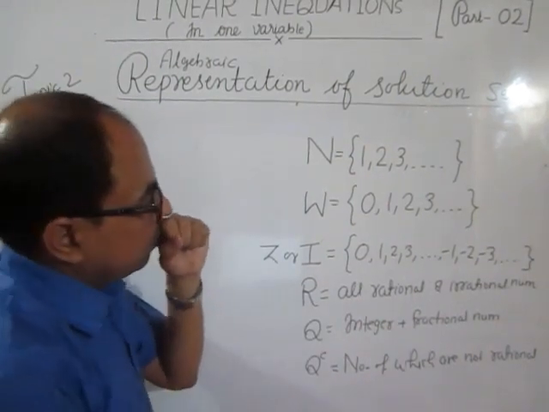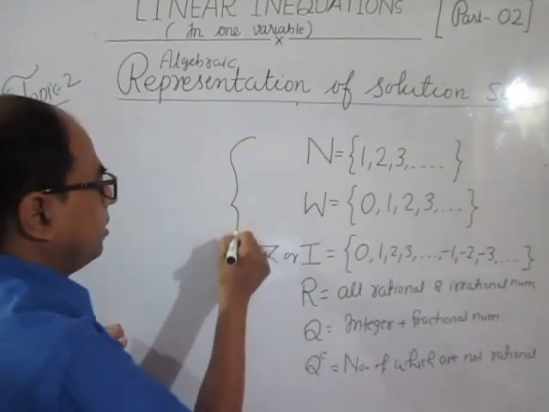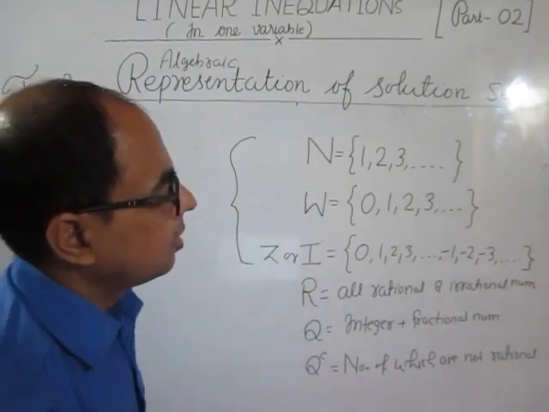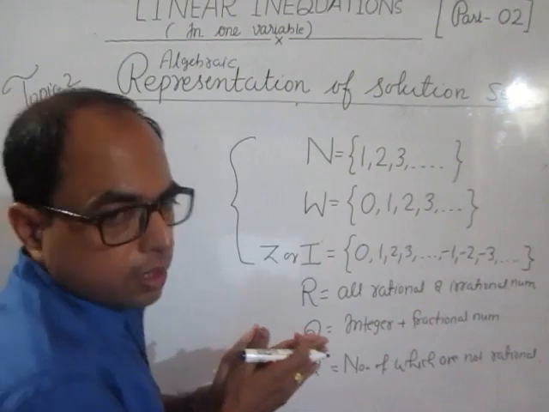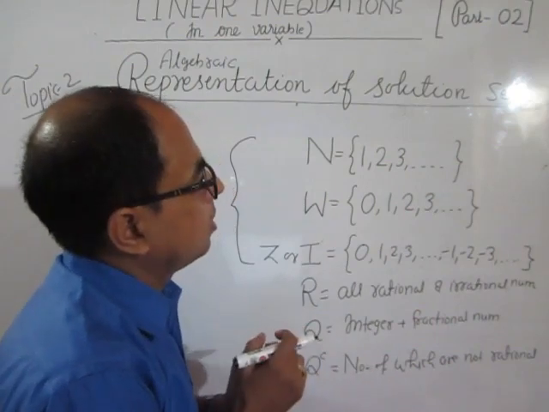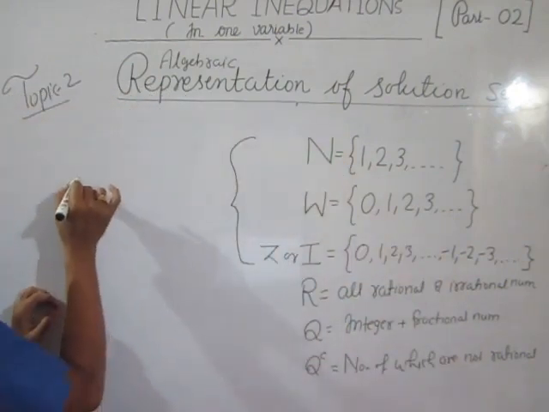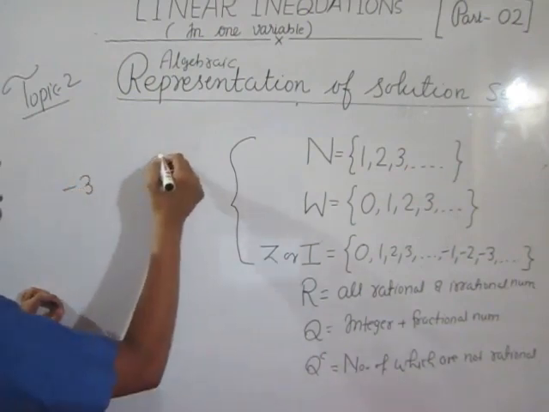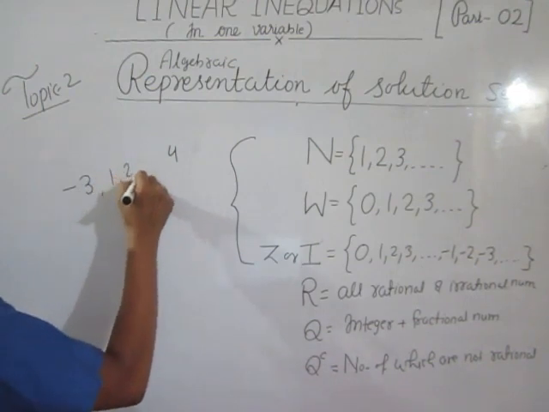Now what I have to say about these sets. These three sets, set of natural numbers, set of whole numbers and set of integers, in these sets numbers can be listed. It means if I say, what are the natural numbers between -3 and 4, you can give the answer 1, 2 and 3.